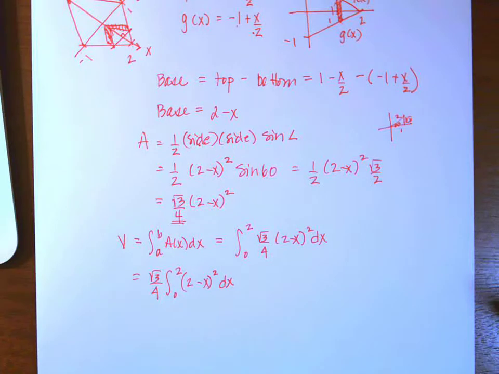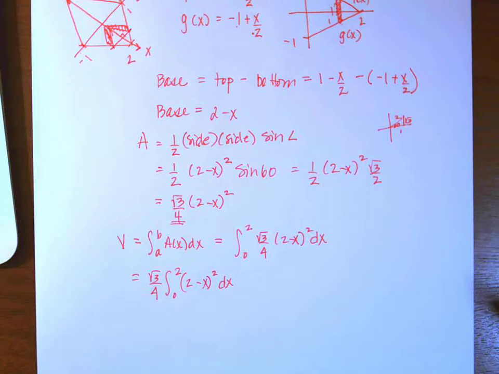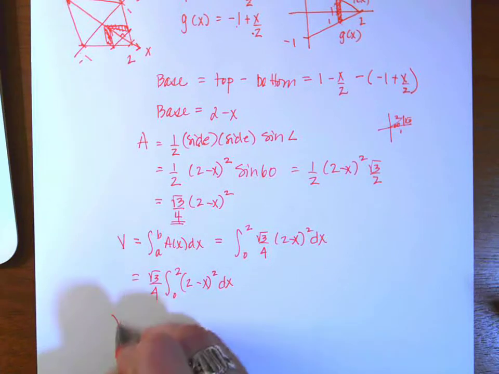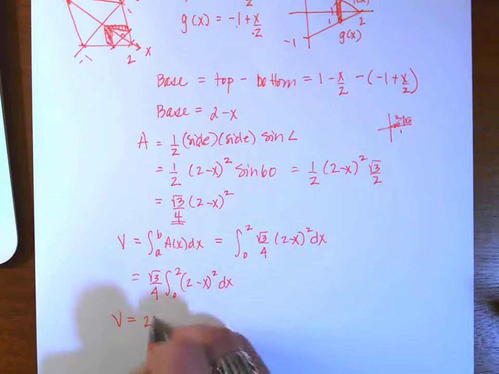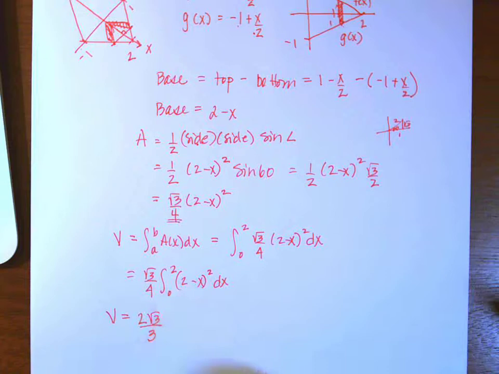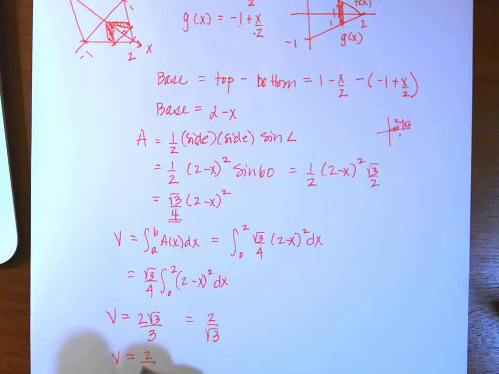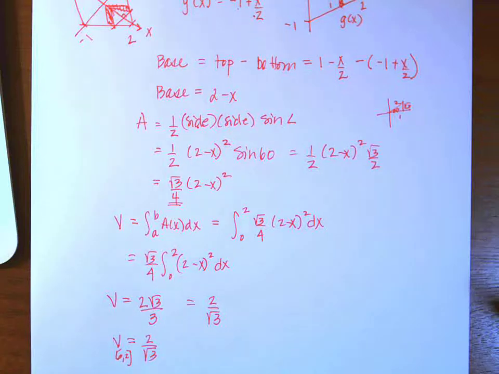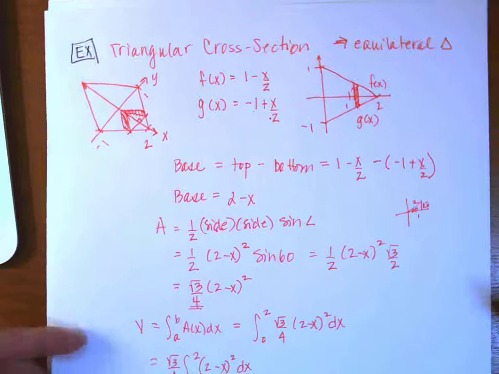You could integrate either using u substitution, or you could integrate by just expanding the binomial and integrating each individual term. When I do that math magic, I end up with 2 radical 3 over 3. If you leave it in its unrationalized form, it would be 2 over radical 3 would be the volume. Write your closing statement at the end. And we integrated from, where did we go from? 0 to 2. That was the volume. And then we're done. All right.